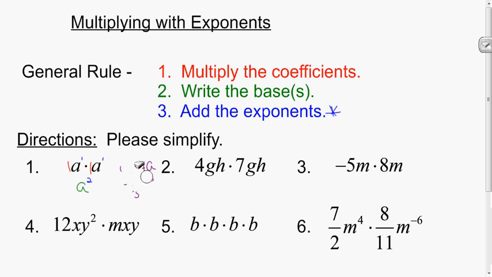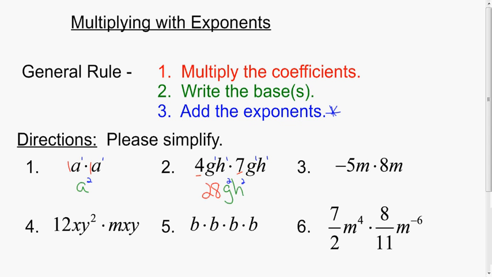We're going to continue to see that little model in action on a larger scale in the rest of these examples. So we have here in example 2, 4gh times 7gh. Following the rule, I'm going to multiply the coefficients and get 28. And then I'm going to write the bases, which are g and h. And then I'm going to add exponents for the like bases. The g's both have a 1, giving me a g squared, and the h's both have a 1, giving me an h squared, making the final answer 28g squared h squared.